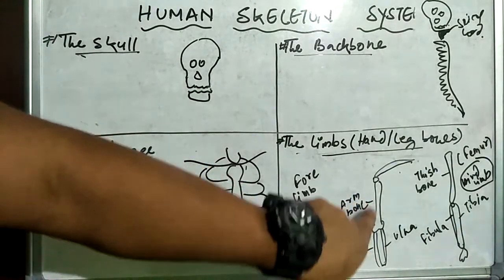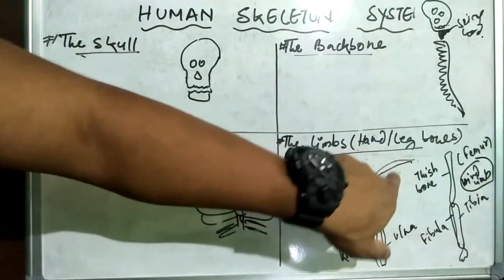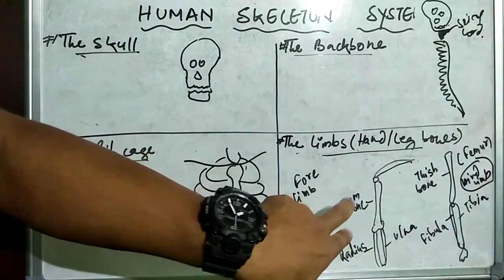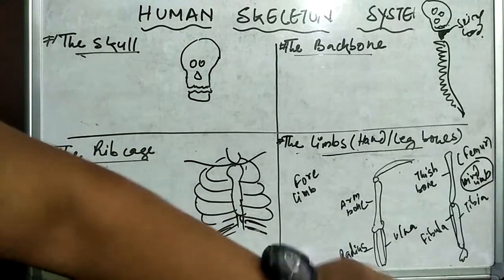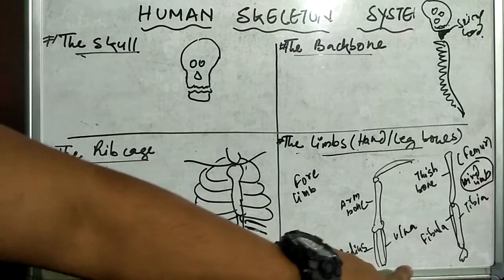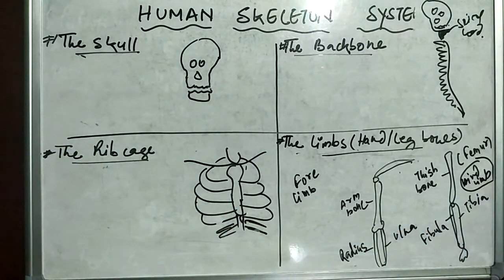We can see the upper part of the arm, which is the shoulder part. This is your shoulder, and from the shoulder to the elbow is called the arm joint. And from the elbow to your fingers, your hand, there is the radius. This is called the radius, and one more bone is called the ulna.